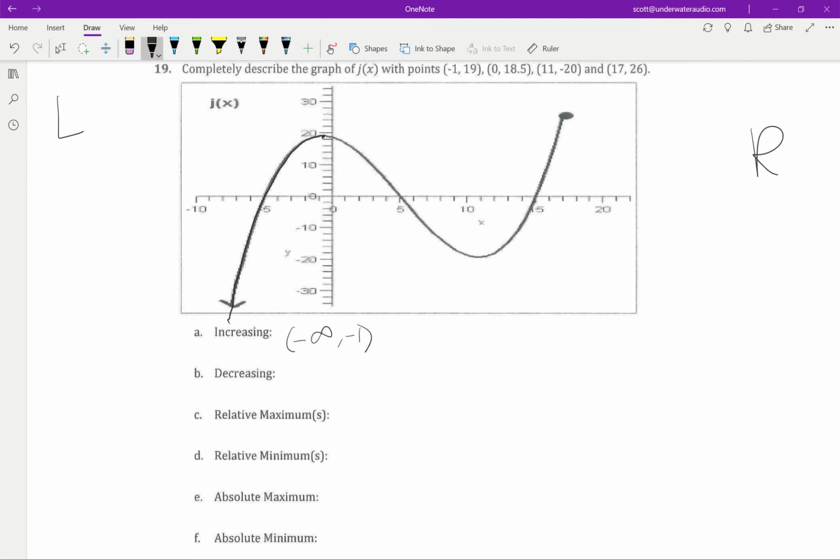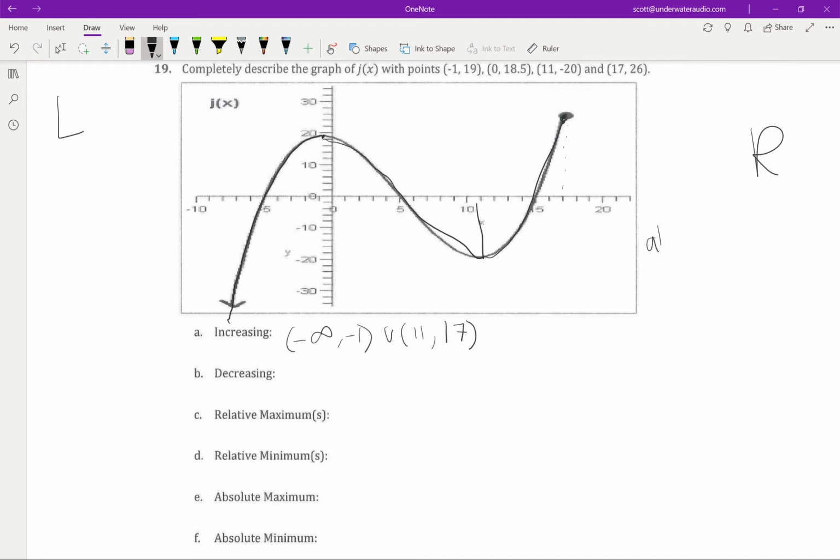And then it seems to be decreasing until it's like 11 maybe, where it starts to increase again all the way to 17. And then I'm going to put parentheses here. So you might think to yourself, well, what happens at 17? Like at 17, is it increasing? That is a great question. At that point, you're not really sure, right? It's a mystery. Are you going up or down? So I just want you to always use parentheses for that.